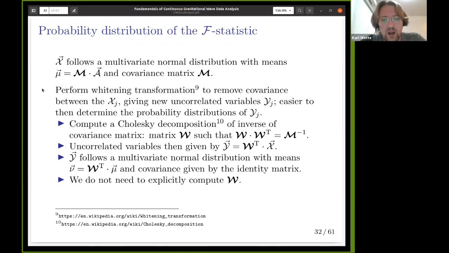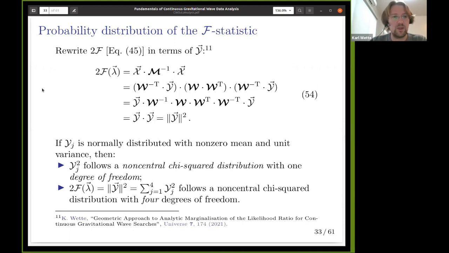And then if we take our Y being the transpose of that matrix W times X, it turns out that Y, our new variables, will still follow a multivariate normal distribution, and they'll have means nu transformed in the same way, but the covariance will be given by the identity matrix. So now we've decorrelated these variables and we can look at them individually. And the nice thing is we don't actually need to compute W explicitly. We just need to know that we can in principle, as we'll see in a moment.